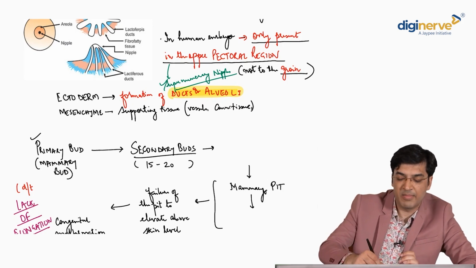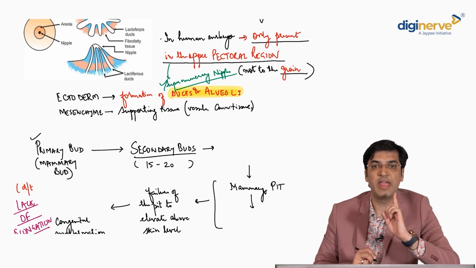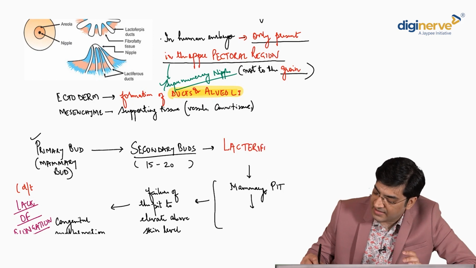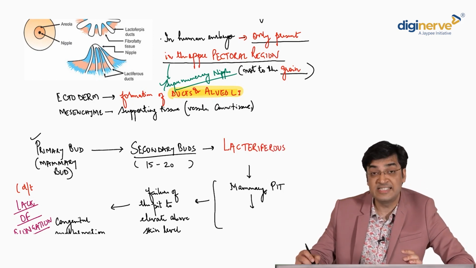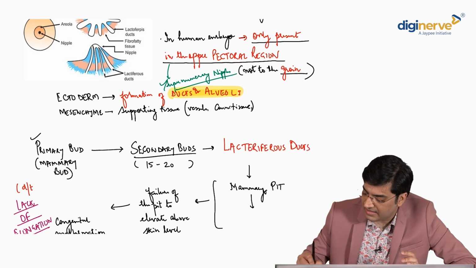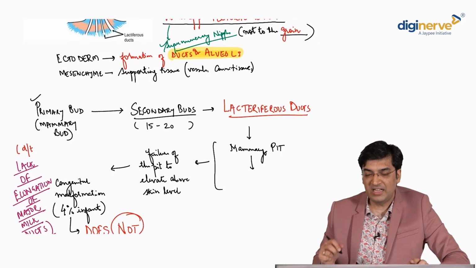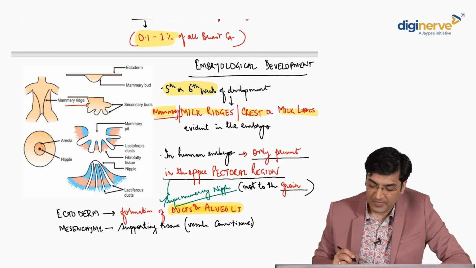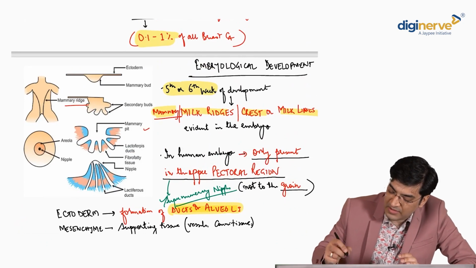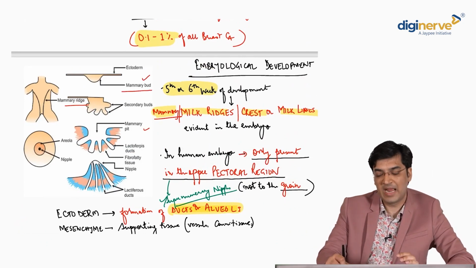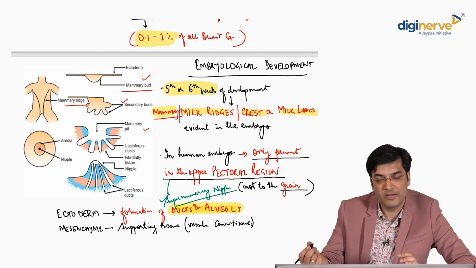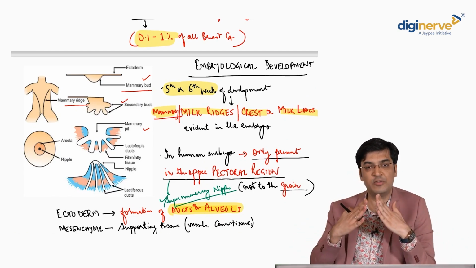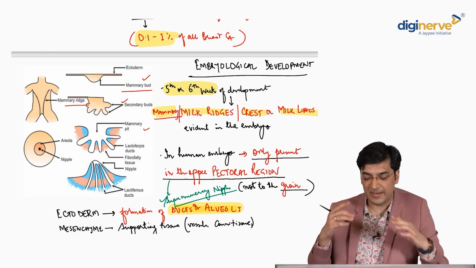And these secondary buds are now responsible for forming what? Lactiferous ducts. This is very important, that lactiferous ducts are formed from the secondary buds. Now, lactiferous ducts go and open into the mammary pit. If you look at this diagram here, this was the mammary pit. There was a bud which was forming, that was the mammary bud or the primary bud, which gave rise to your secondary buds. All right. Now, these secondary buds gave rise to lactiferous ducts which opened into the opening called the mammary pit.